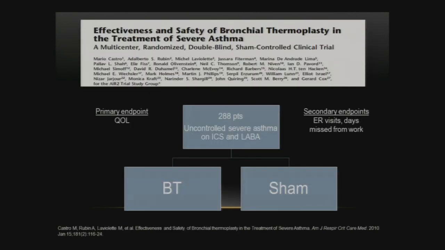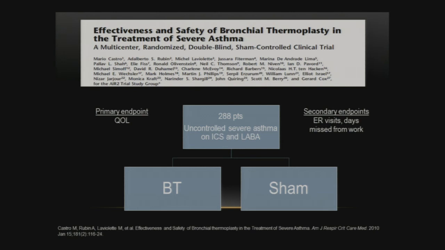And this is the main trial that launched bronchial thermoplasty, where they had 288 patients who had uncontrolled severe asthma on an inhaled corticosteroid and a long-acting beta agonist, and divided them up into a bronchial thermoplasty group and a sham bronchoscopy group. They basically just made them think that they're getting a bronchoscopy, but they did not get bronchial thermoplasty. They compared a primary endpoint of quality of life and secondary endpoints of ER visits and days missed from work. So you can imagine this is not the most robust primary endpoint, but this is the trial that sort of launched it as a potential therapy for refractory asthma.